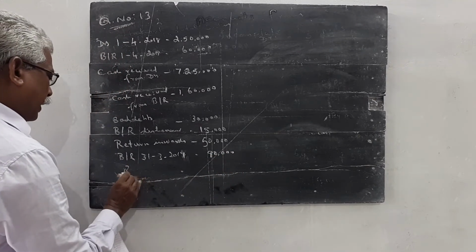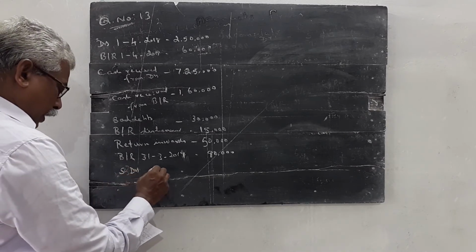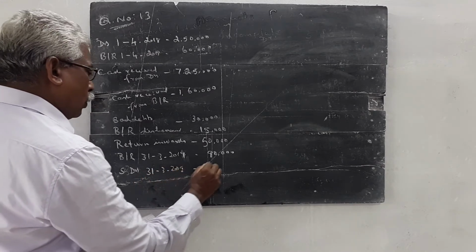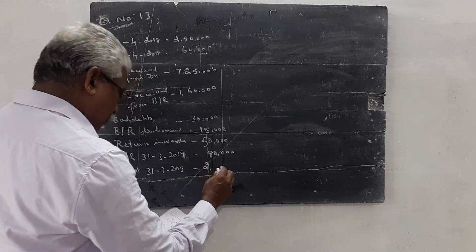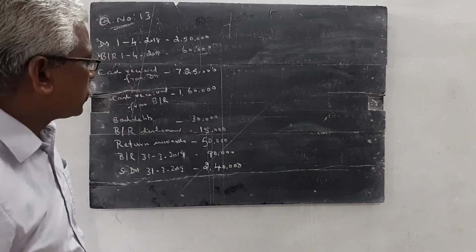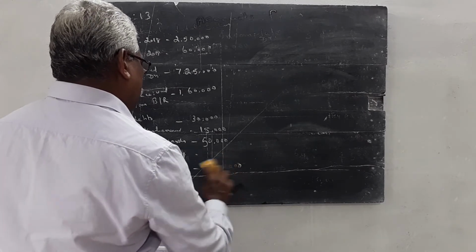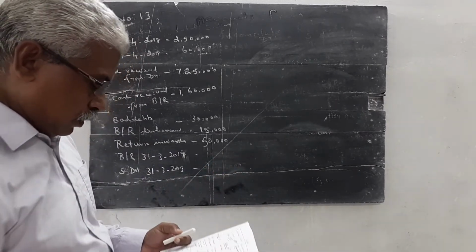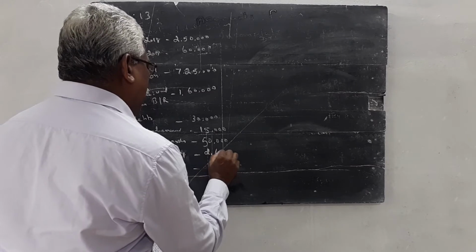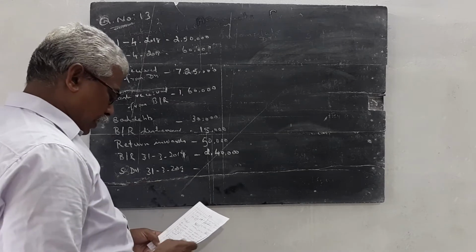Bills receivable, sundry debtors on 31/3/2019, 2,40,000. There is one mistake in this question, we just correct it. Bills receivable on 31/3/2019 is 2,40,000, and the sundry debtors as on 31/3/2019, 90,000.